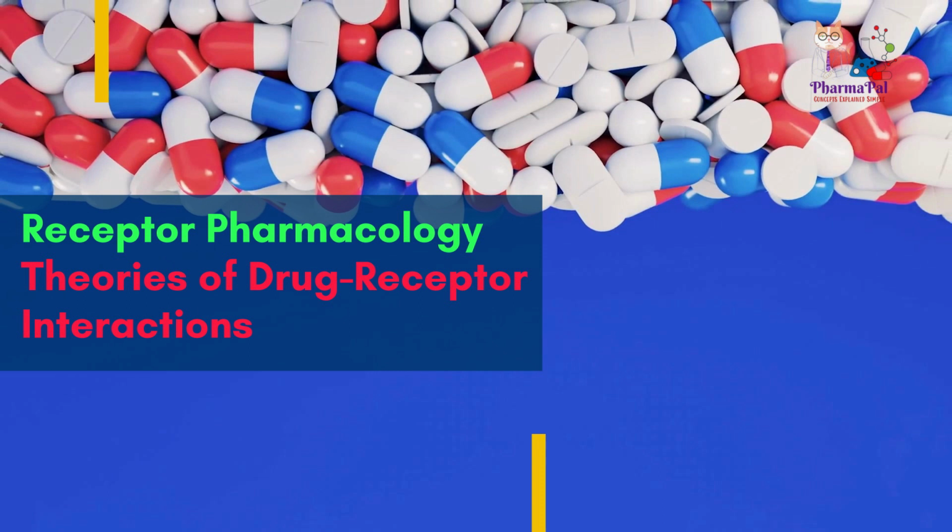Now, let's break down some of the key terminologies. Receptors. These are the specific sites on cells or tissues where drugs bind to produce a response. Agonists. These are drugs that bind to receptors and activate them, leading to a response. Antagonists. These are drugs that bind to receptors but do not activate them, thereby blocking the response. Inverse agonists. These are drugs that bind to receptors and elicit an opposite response compared to traditional agonists.